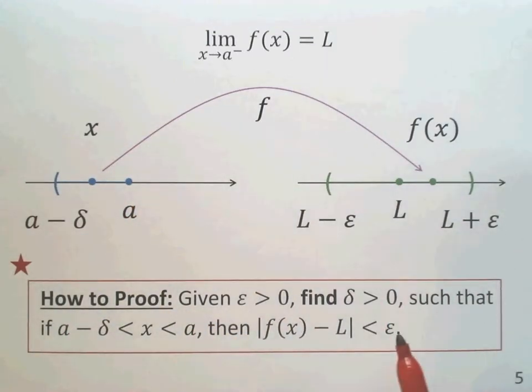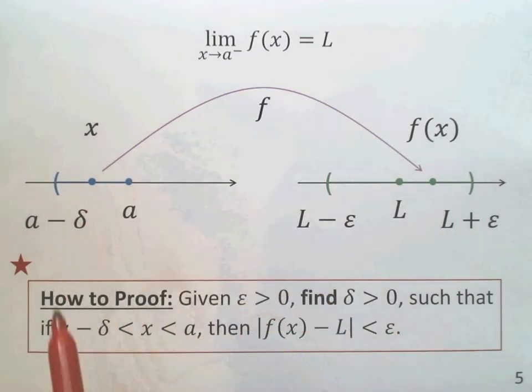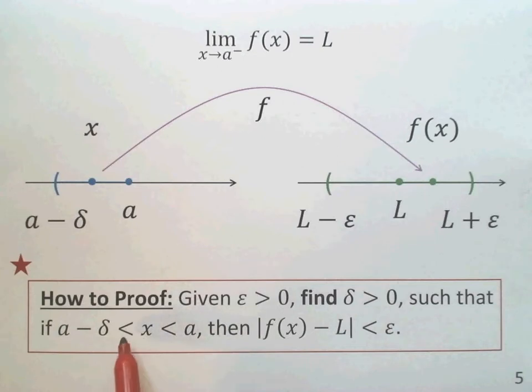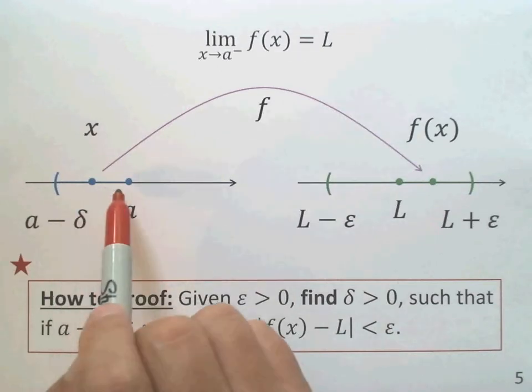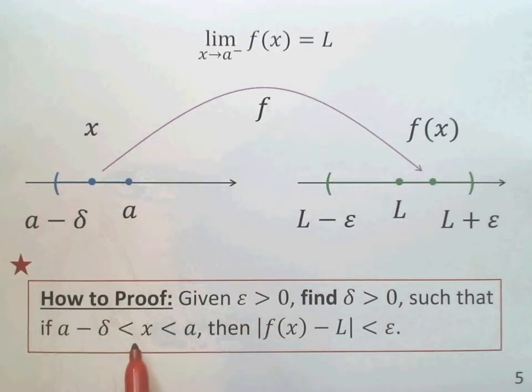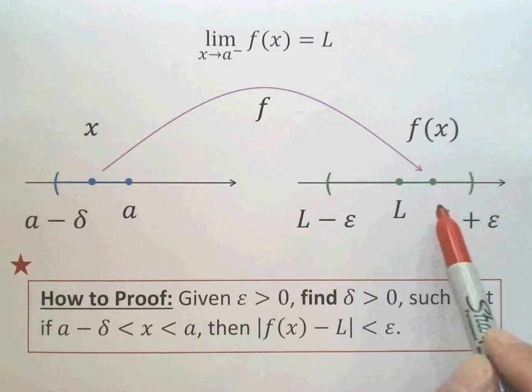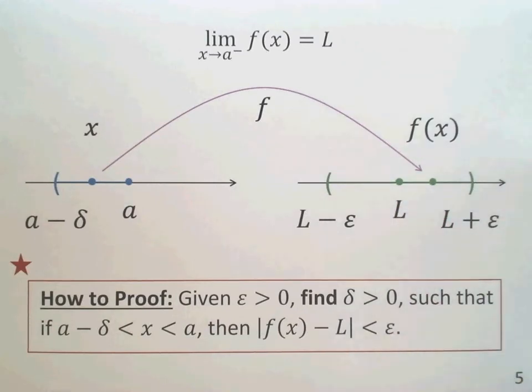Okay, so how do we prove it? All we need to do is similar to before. Given epsilon greater than 0, we need to find a delta greater than 0 and make this statement true: if x goes into the delta neighborhood of a on the left side, then the value of the function goes into the epsilon neighborhood of L, arbitrarily close, right?